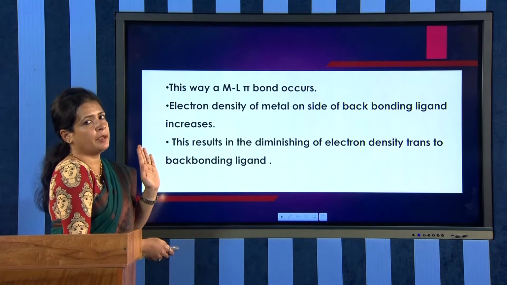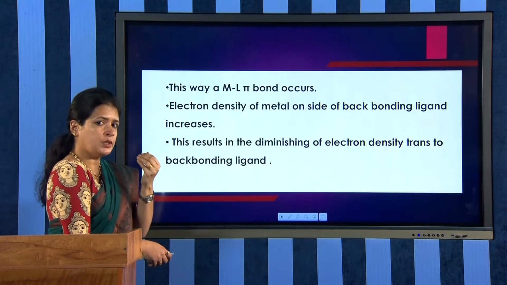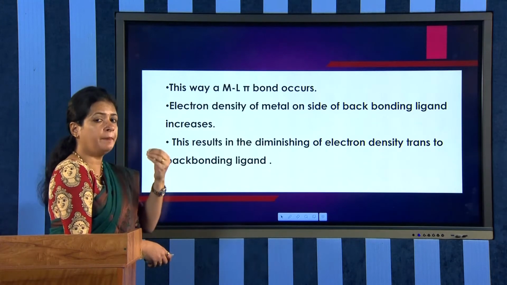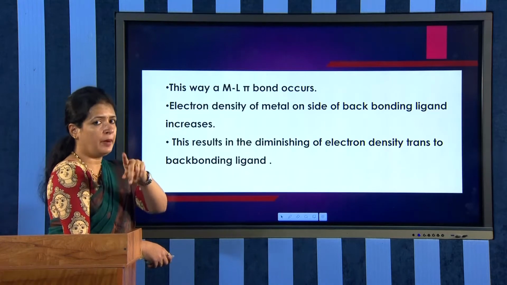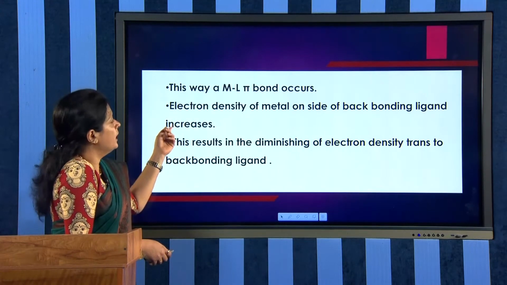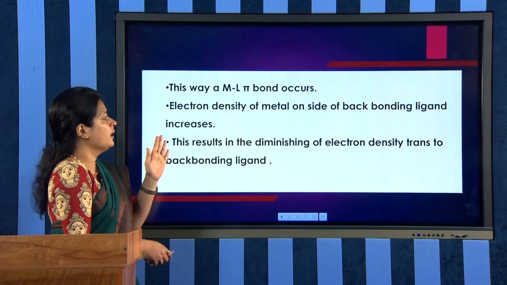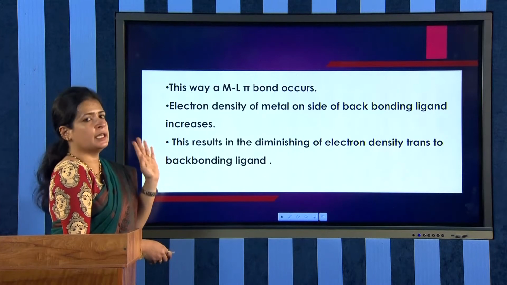How does the metal-ligand pi bond occur? They will be accepting electrons from the metal to the pi star orbital of the pi bonding ligand. And now the electron density, what happens then? The electron density of the metal on the side of the back bonding pi bonding ligand increases.